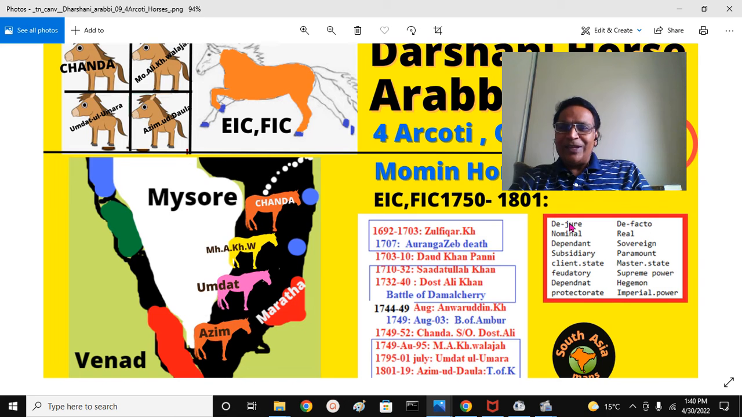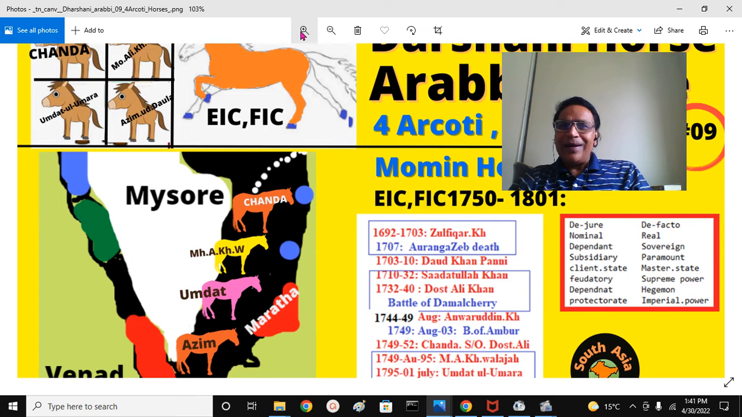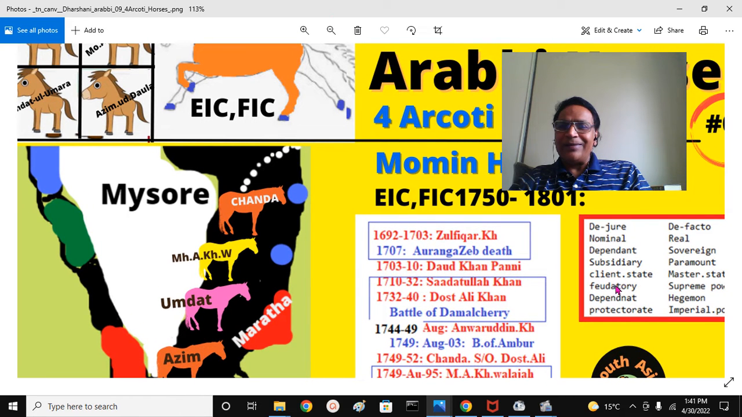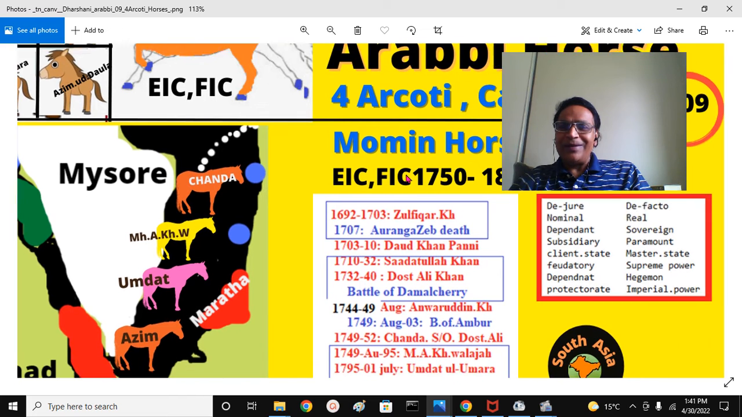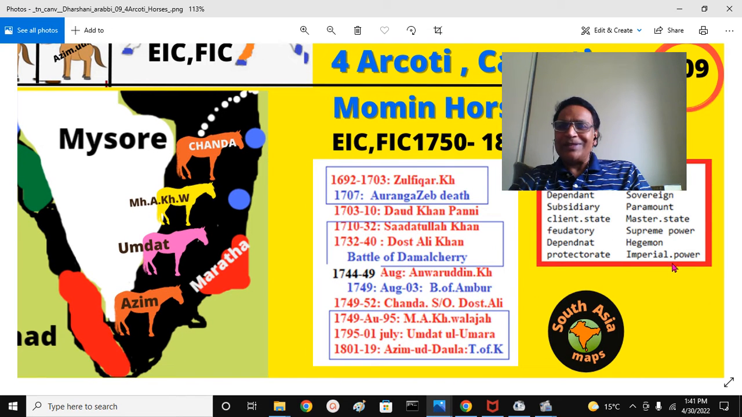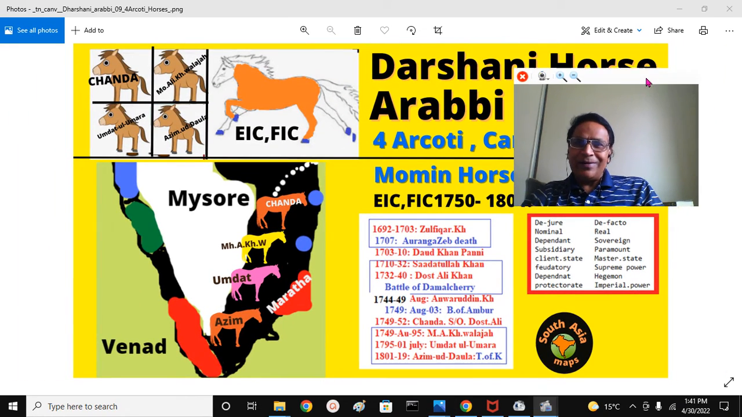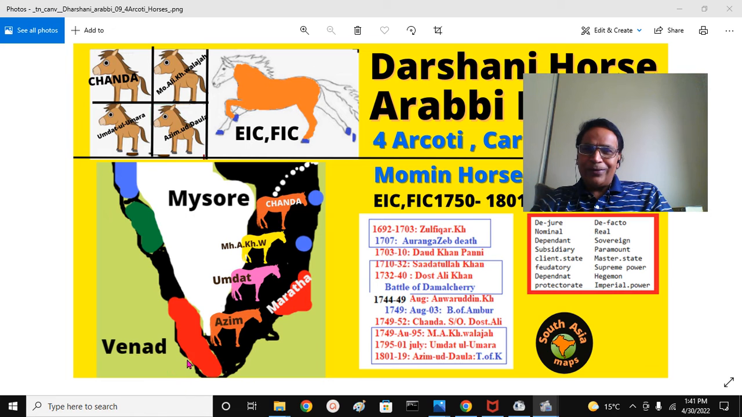Here Dharshani means de jure and Arabbi means de facto, in fact, on the ground level. This is legal, de jure. That is the nominal and real, dependent and sovereign ruler, subsidiary ruler, paramount ruler, and client-state, master-state, feudatory state, tributary state, and supreme power, and a dependent state, and hegemon or a dominant state, and we have protectorate state or princely state, imperial power. That represents the Dakkani, and we have a Travancore Tiruvakkanur kingdom here.